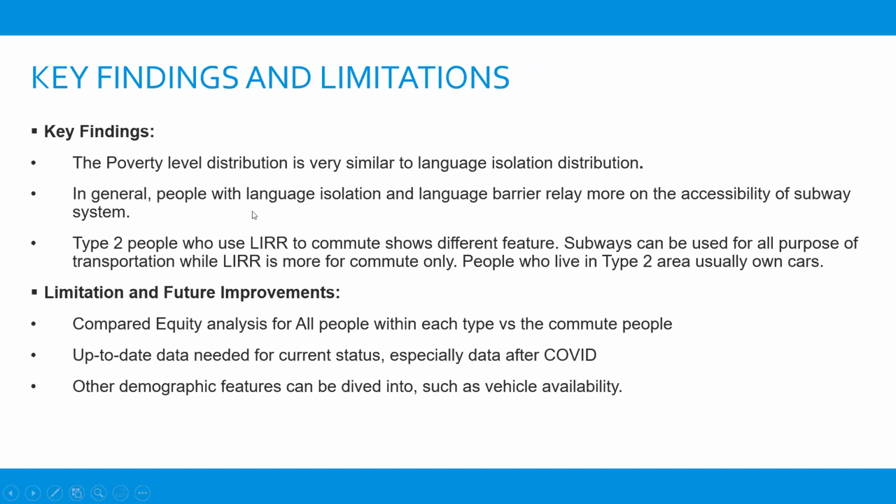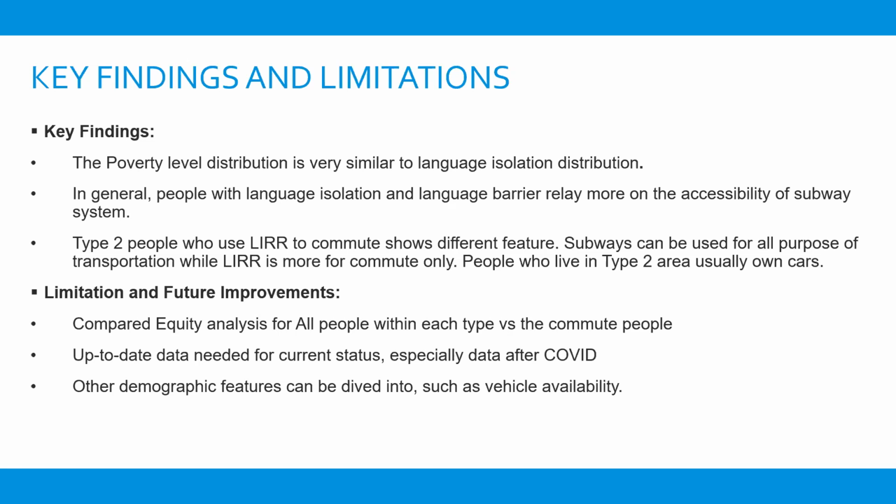So that covers the key findings of this study, and of course, there are some limitations and future improvements that can be made here. First of all, right now the equity analysis compares the demographic features of all people versus the people who commute to Midtown Manhattan. But can the people who work in Midtown Manhattan represent all the people who commute in this census tract? That's a question mark and can be explored in the future.